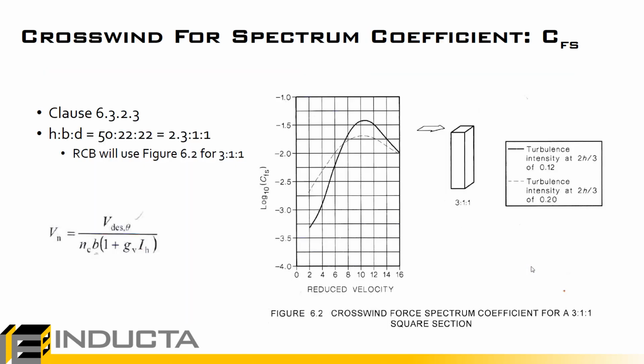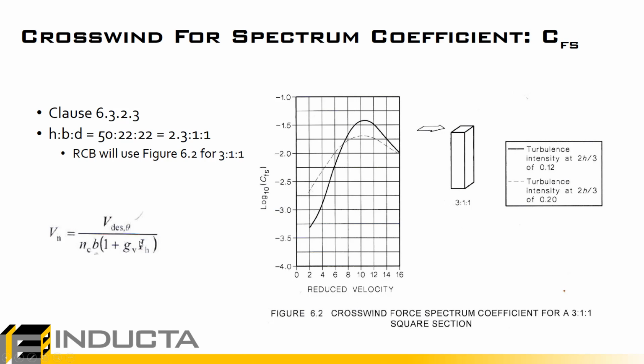What the program is doing internally is calculating the crosswind force spectrum coefficient according to the wind code. So this very complex fluid dynamics that is occurring when the wind is loading our structure, AS1170 is trying to simplify into some factors that we can use in our design. So based on a range of shapes, with a specific height to breadth to depth, it calculates some reduced velocity.